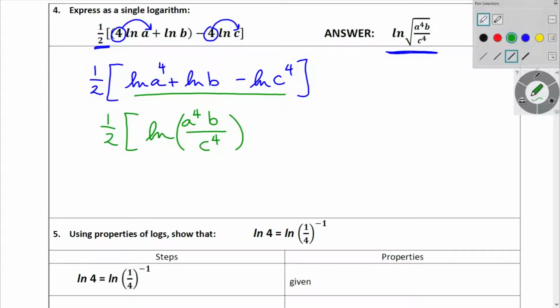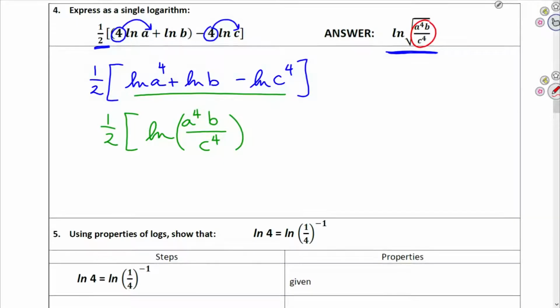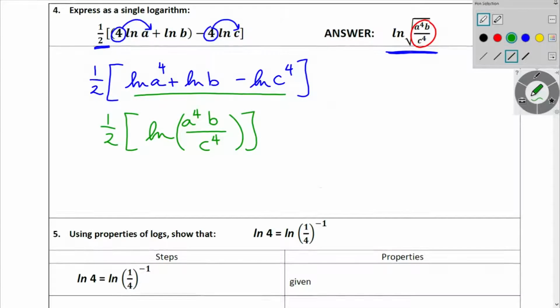Okay, now that I have this piece right here, the same as this piece here, I'm now going to shift my focus and deal with this 1/2 power. I'm now going to think about this 1/2 as a coefficient, which I'll put up and make an exponent of this big expression here.